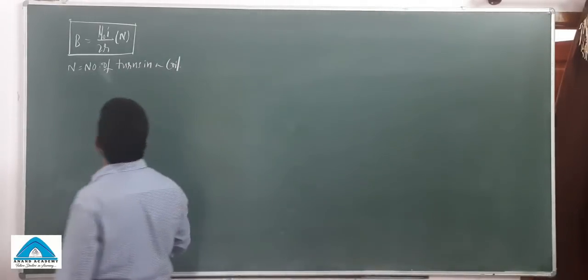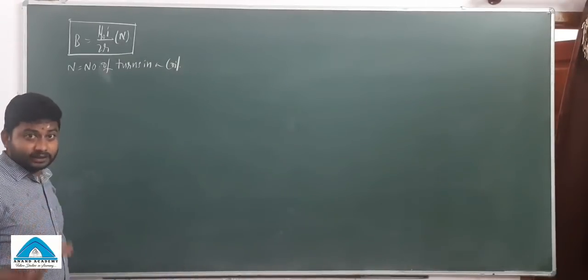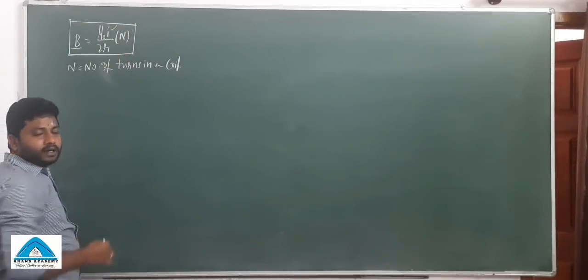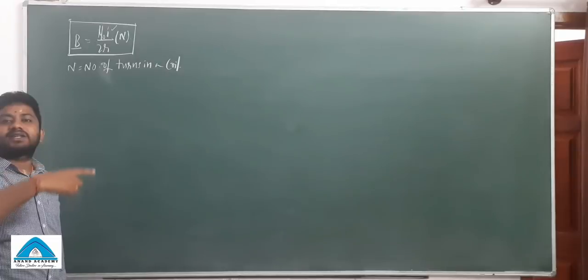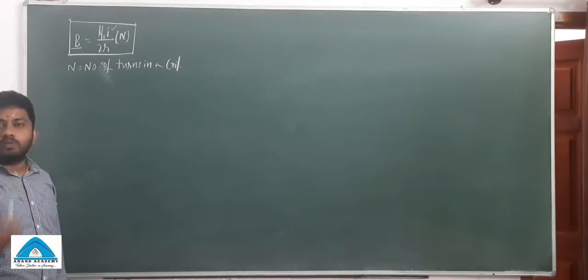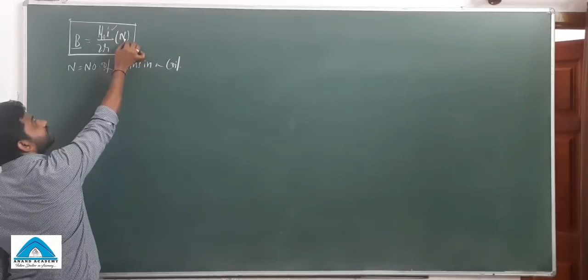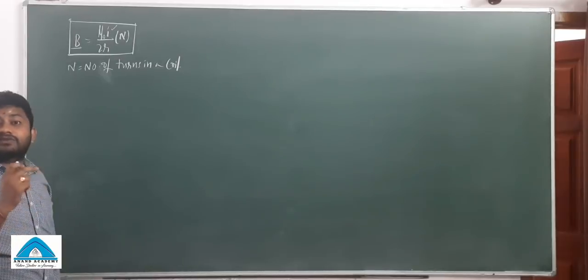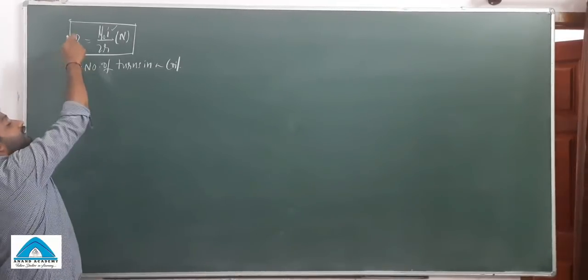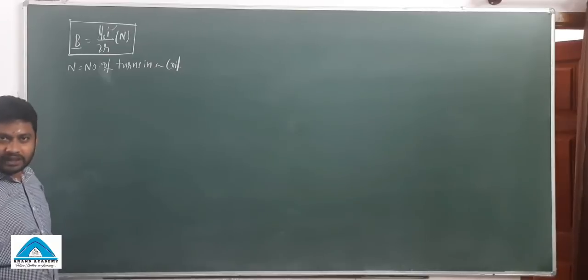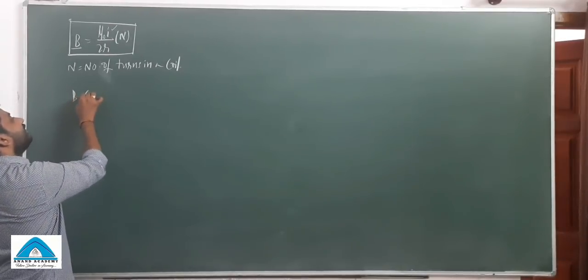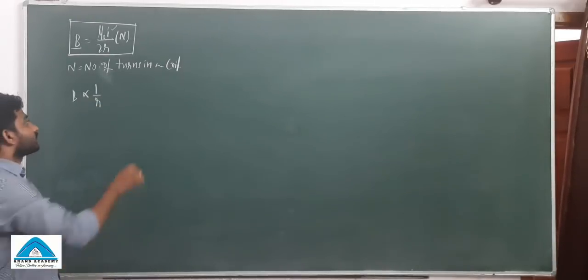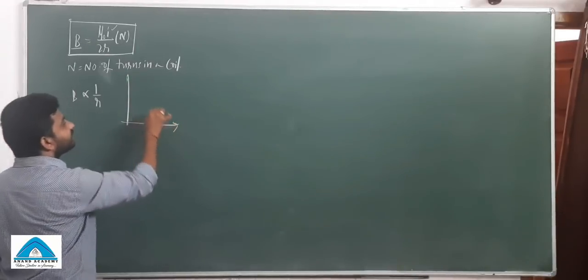So look at the interesting part of this new expression here. Here, the magnetic field and the current: when there is more current passing through the coil, the magnetic field will be more. When the number of turns is more, the magnetic field will be more. When the radius of the coil is less, then the magnetic field will be more. So B is inversely proportional to R, and you know how the graph represents an inverse proportionality, and this is how the graph represents it.